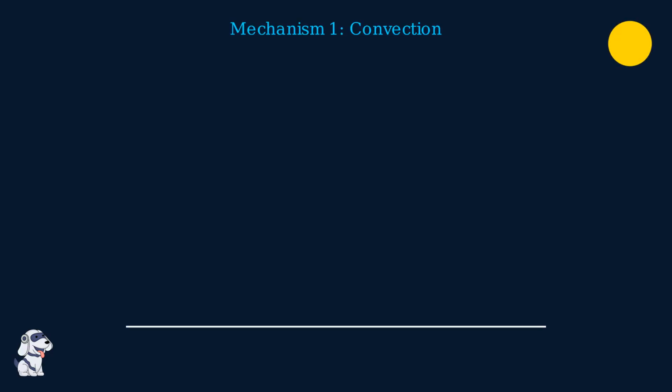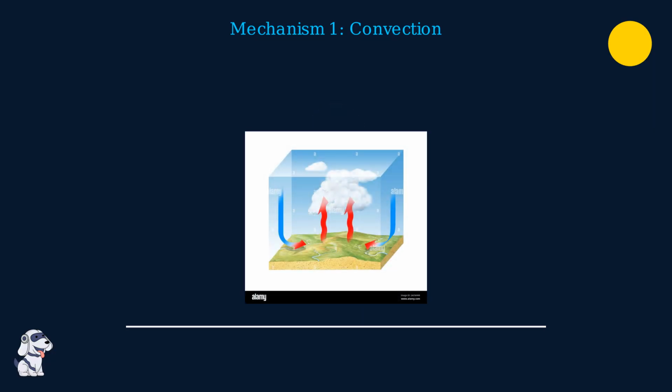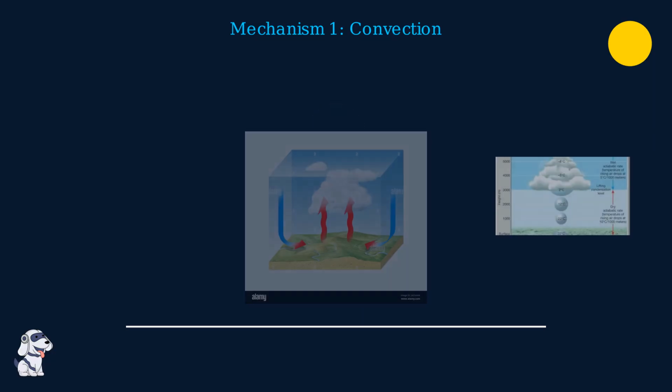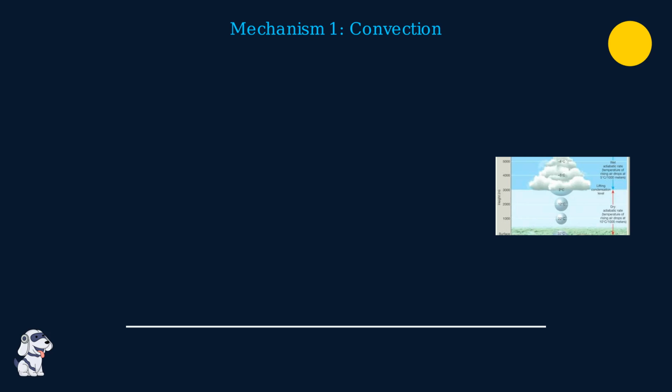Convection is a primary engine for cloud formation. It begins with the sun heating the Earth's surface. As the ground warms the air directly above it, this air becomes less dense and buoyant, causing it to rise. As the parcel rises, the surrounding pressure decreases, causing it to expand and cool adiabatically. Once it cools to its dew point, moisture condenses to form a visible cloud. The temperature at which this occurs is known as the lifting condensation level, marking where cloud development begins.